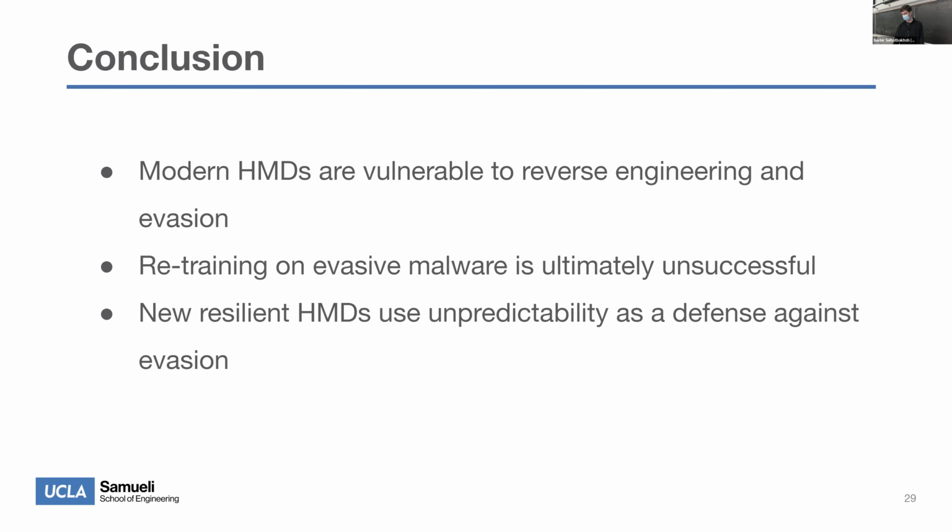So in conclusion, the paper showed that modern HMDs are vulnerable to reverse engineering and evasion. Retraining on evasive malware is ultimately an unsuccessful strategy. And so these new resilient HMDs use unpredictability as a defense against this reverse engineering and evasion.